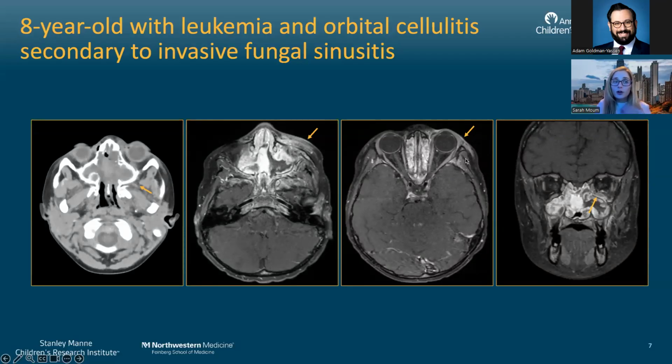So all concerning for infection and inflammation. Another thing that we're not necessarily seeing in this case, but it's important to look for as well on the post-contrast imaging, is any evidence of necrotic soft tissue, meaning non-enhancing paranasal sinus, sinonasal cavity soft tissues. So all these findings are classic for invasive fungal sinusitis.